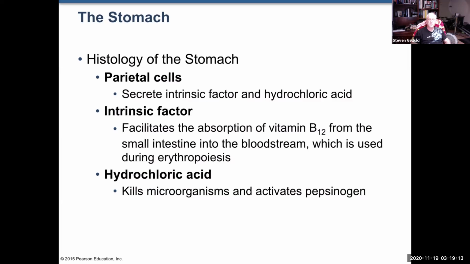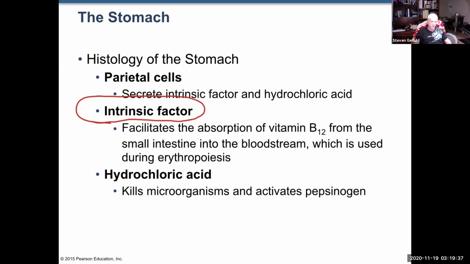So a lot of physicians, when they have a patient with anemia, and they're low on vitamin B12, they just give them B12, and if that doesn't work, something else is wrong. A lot don't check for intrinsic factor. The patient can be functioning just fine, have the diet just fine, everything else, but if intrinsic factor is not being produced by the parietal cells, they're not going to absorb the B12.